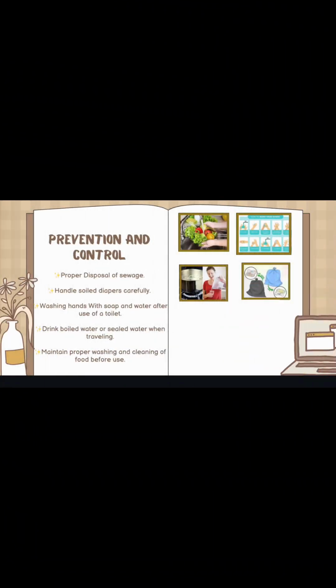Let's move on to the prevention and control of this parasite. First is the proper disposal of sewage. Next is to handle soiled diapers carefully. Third is washing hands with soap and water after using the toilet. Fourth is to drink boiled water and sealed water when traveling. The last one is to maintain proper washing and cleaning of the food before use.